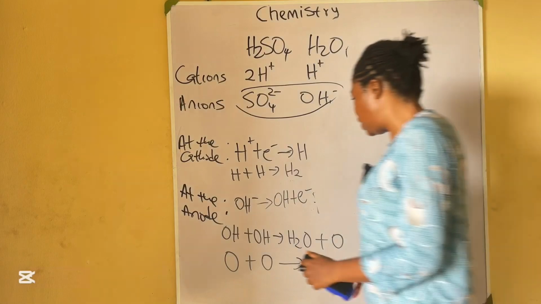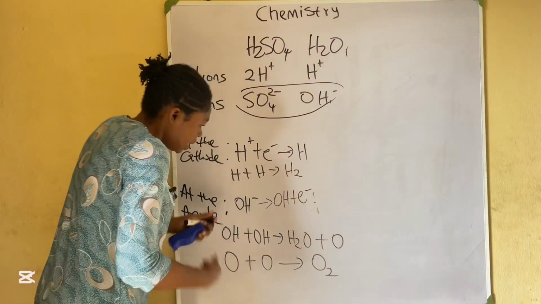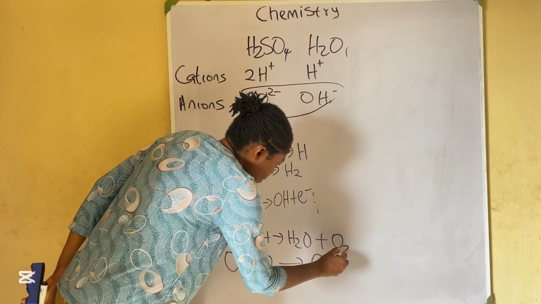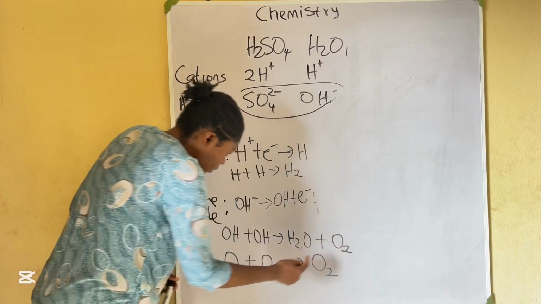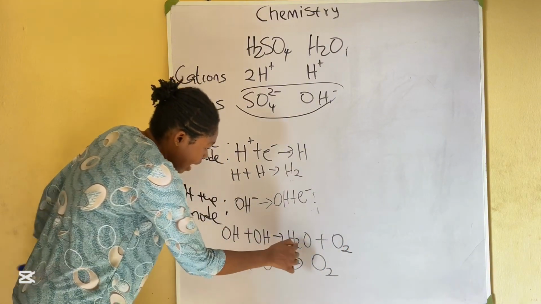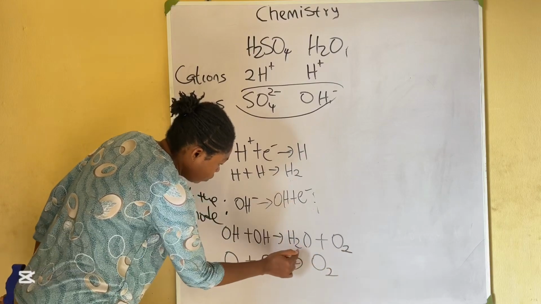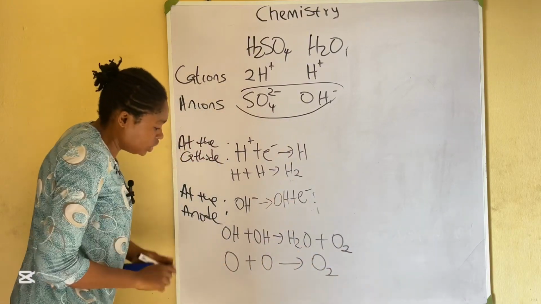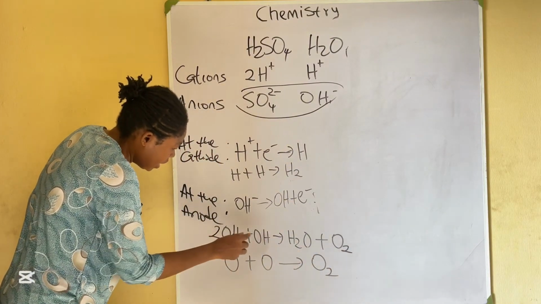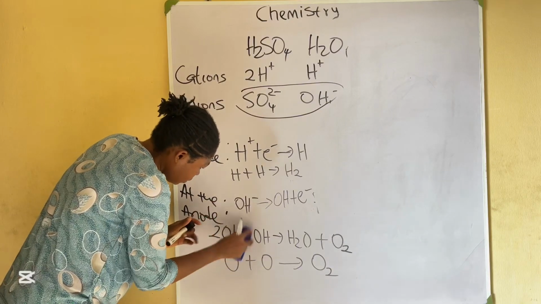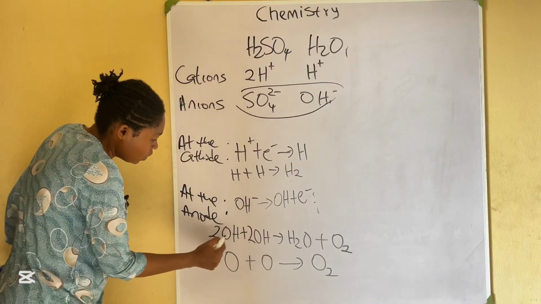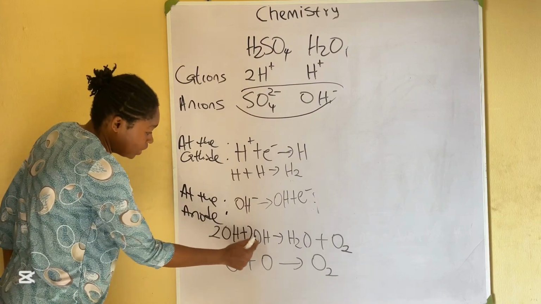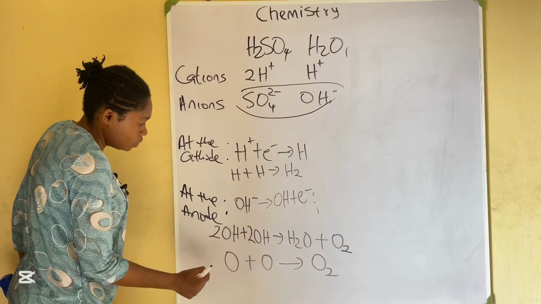So from this point, if I put oxygen here, assuming I want to balance this equation, how many oxygen atoms do I have? 3. I have 2 hydrogen atoms. So I want to balance oxygen. If I put 2 here and I put 2 here, what do I have? 4 atoms of hydrogen, 2 plus 2.